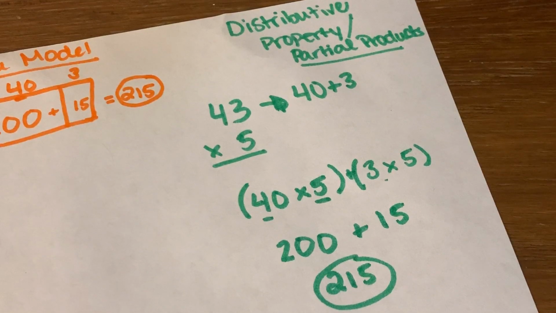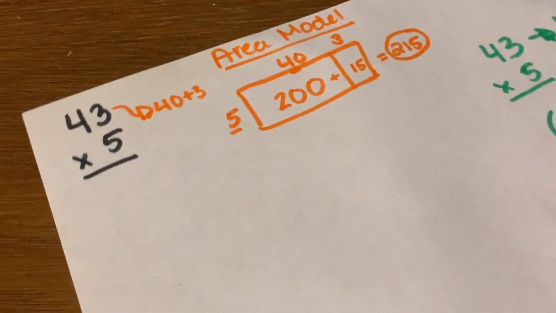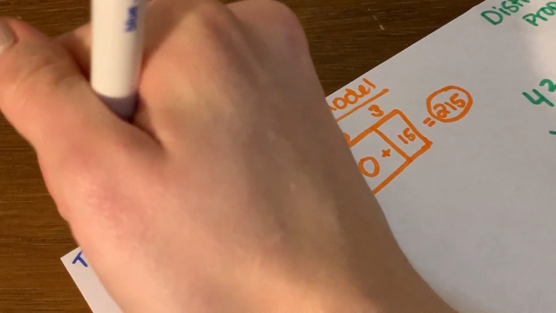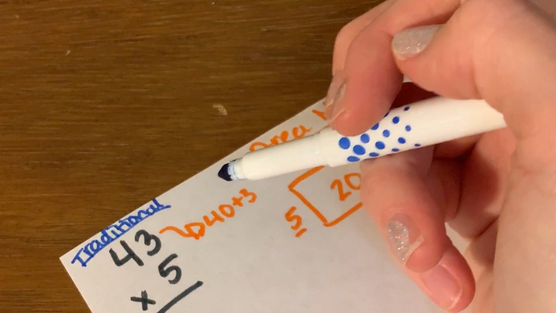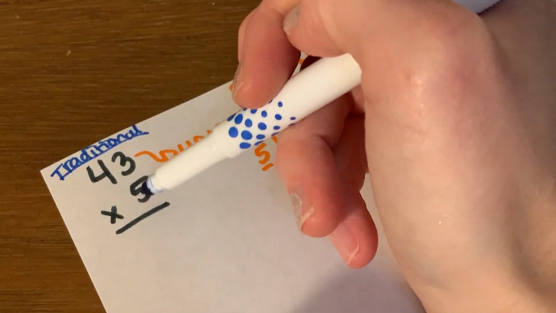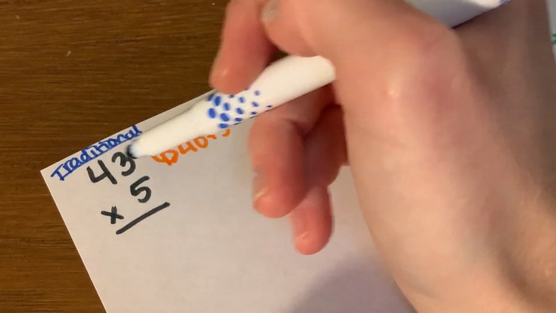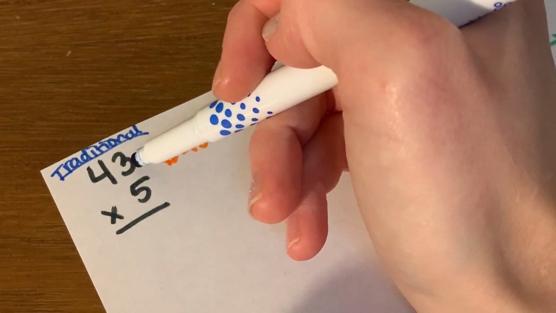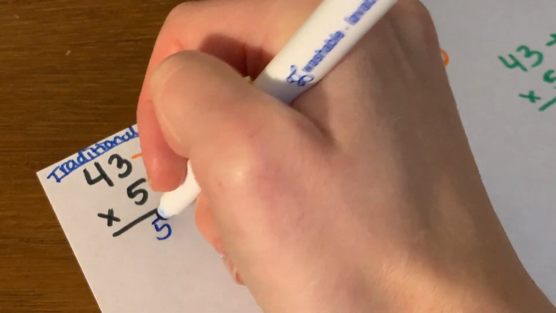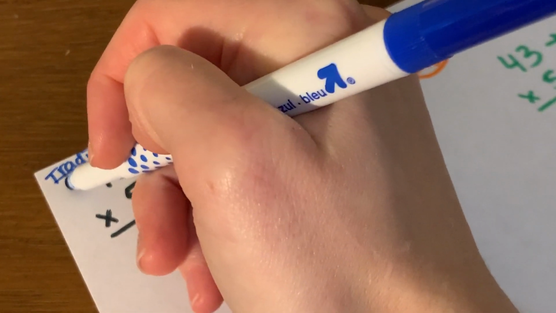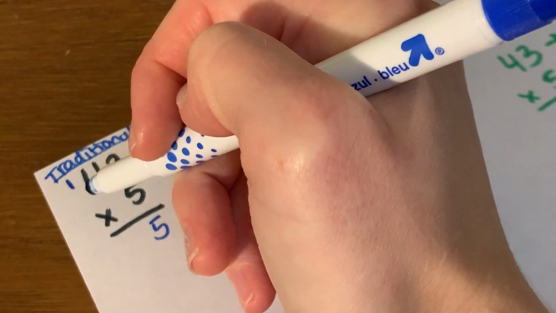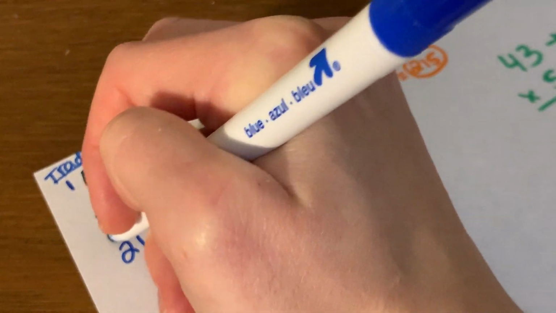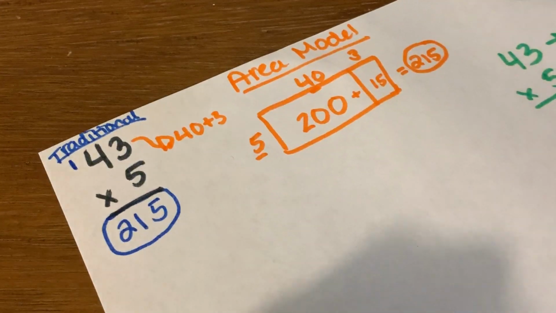All right. And one more. Here I'm going to use the traditional algorithm. So what I do first is I make sure this number gets multiplied by every top number. 5 times 3 gives me 15. I drop my 5 and I'm carrying my 1 over. 4 times 5 gives me 20 plus 1 more gives me 21, and I get 215.